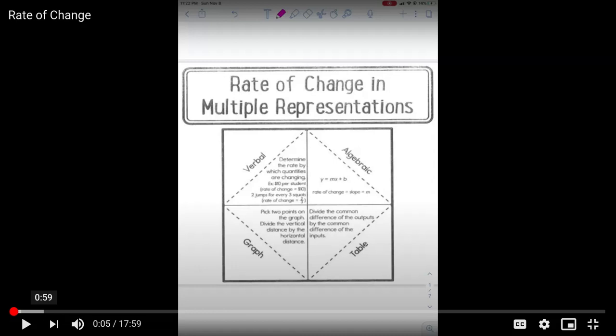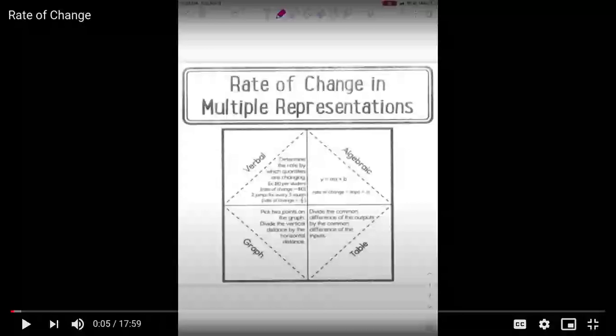In algebraic, you will have equations that look like y equals mx plus b, and we'll get into that. You should have seen this before in 7th and 8th grade. But here your rate of change is whatever number is going to be with the x. So that m right there, remember that m is your coefficient. Your coefficient is your rate of change in an equation.